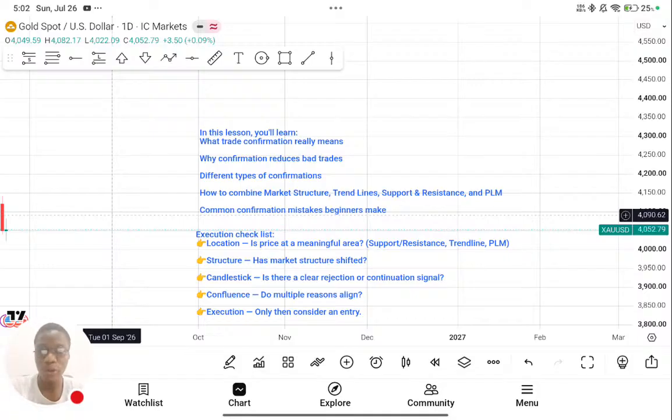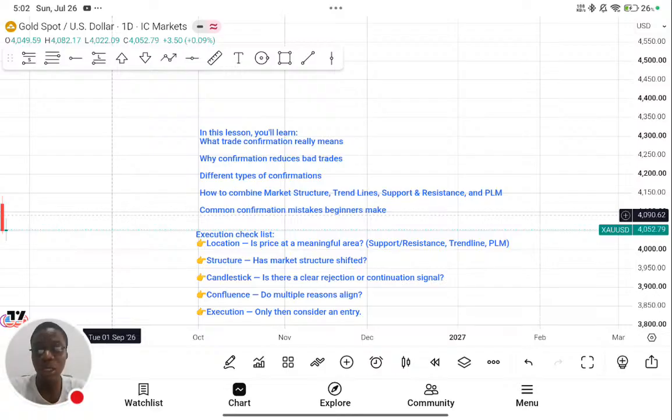You execute. But before you execute, you don't just execute. If you remember in our previous lessons, I told you, even after marking these zones and you've seen that this zone is a meaningful zone, price doesn't just come there and you execute blindly. There are things you have to see to help you execute. And I recommended a book, Japanese Candlestick Charting Techniques by Steve Nison, for you to go through and have an idea of more on candlesticks, because it's these candlesticks that will give you signals to buy or sell.